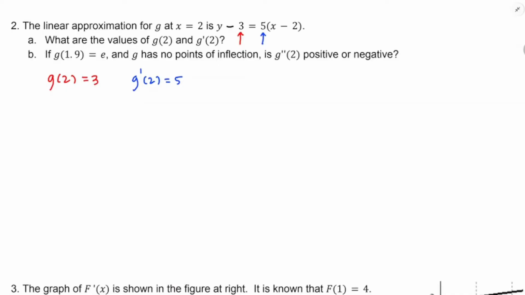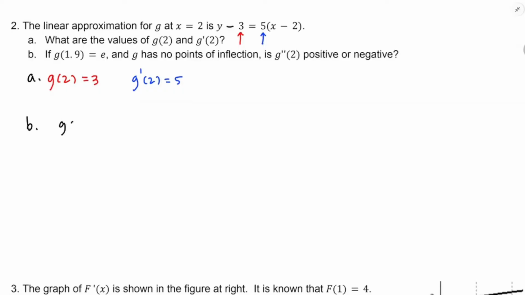We've got them. If g of 1.9 equals e, and g has no points of inflection, is g double prime of 2 positive or negative? Okay, so it's asking about the concavity. It's telling me the true value of g of 1.9 is e. So what I should do is get the approximated value from the tangent line.